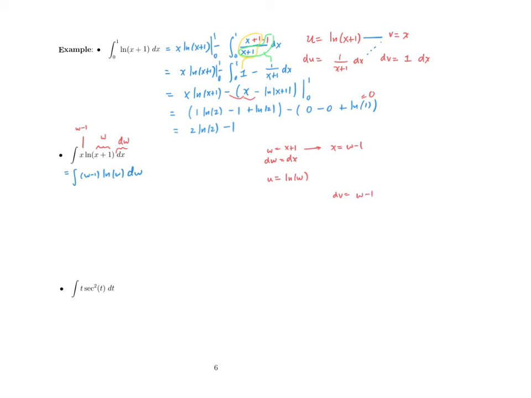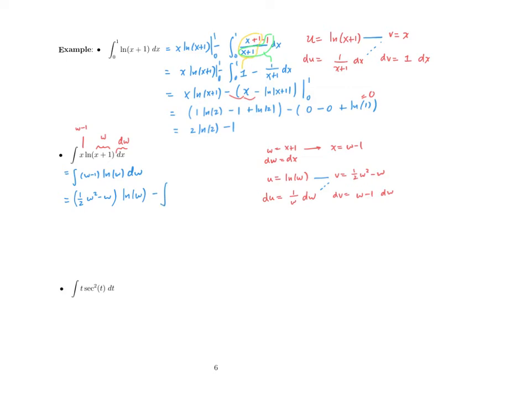Going along with this, we would have v is 1/2 w squared minus w, and du is 1/w dw. So applying our integration by parts, we have uv. I'm going to write this as 1/2 w squared minus w, all multiplied by the natural log of w. And then we subtract away the integral of v du.